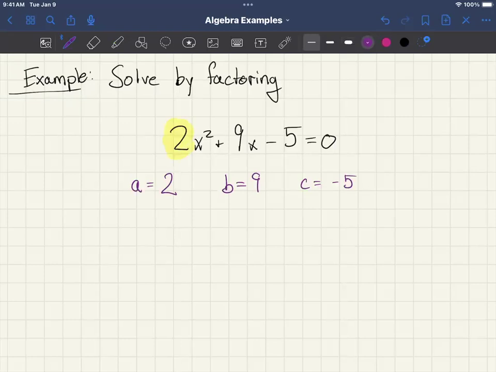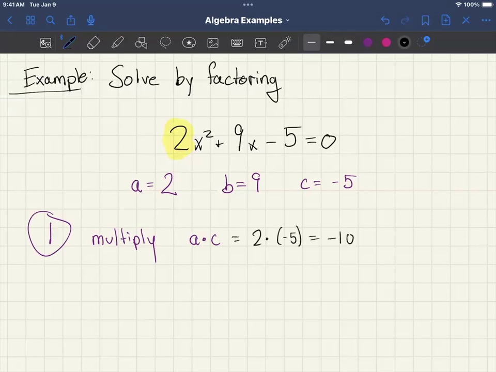We are going to go through a process where we have 5 steps, well, technically 6, to figure out how to solve this, since we're not going to be able to factor it like we normally do. All right, let's start off with step 1. We are going to multiply a times c. If we do that, we get 2 times negative 5. So we have negative 10. That is the first step in our solution.